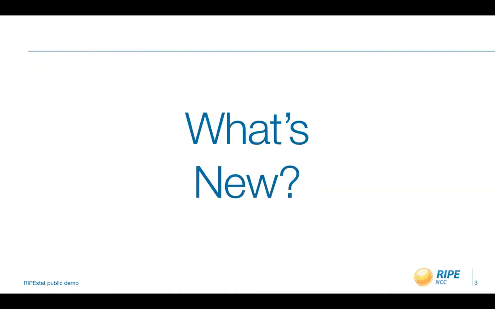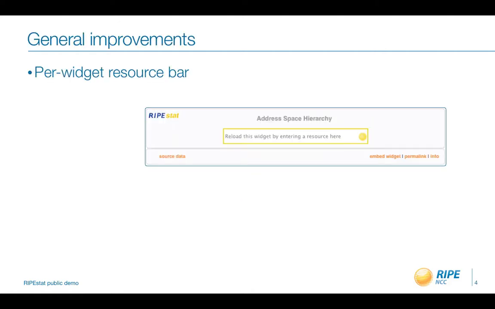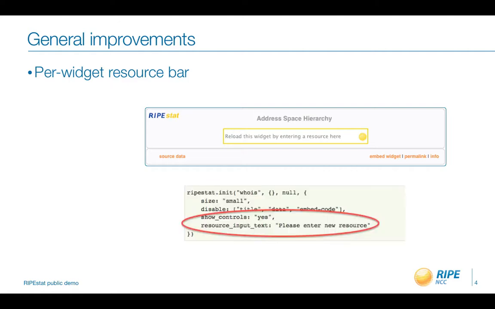So what is new since last time? The RIPEstat widgets now have an option to display a resource bar to allow further navigation within the widget to other resources without needing to refresh the containing page. This is currently used in the view of permalink results on the RIPEstat website, but can actually be enabled in any embedded widget by means of the show controls flag in the embedding code as is shown here.